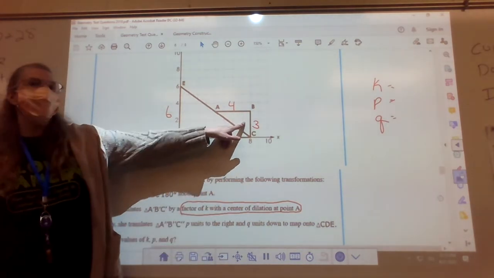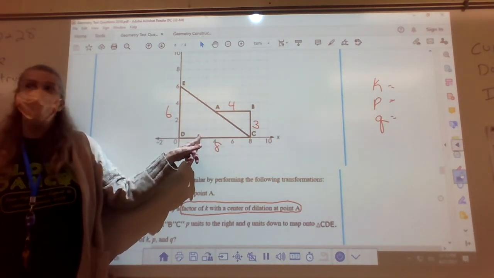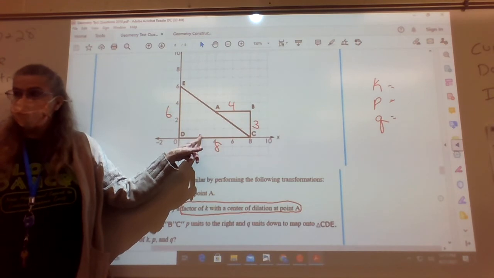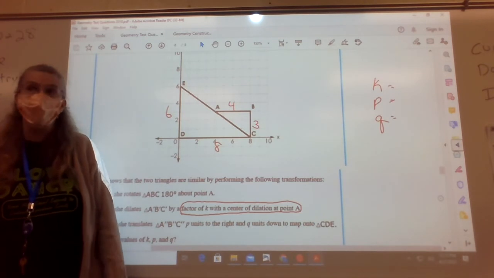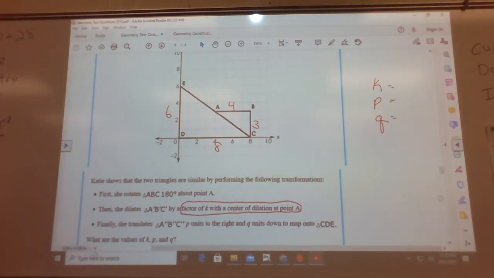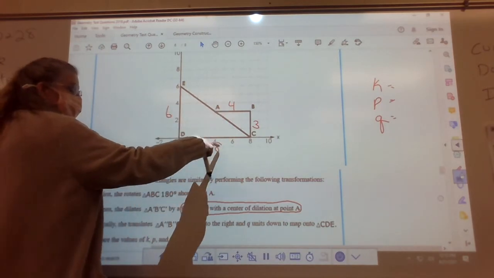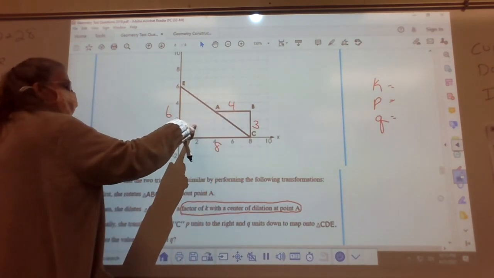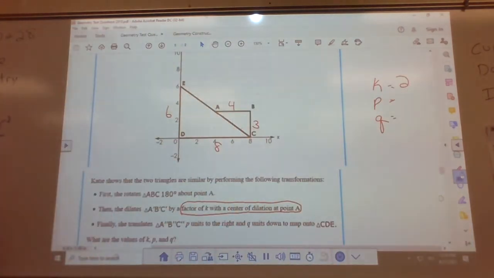So how much did they grow the small triangle to get to the big triangle? What was my dilation factor? How much did it grow by? What did it get multiplied by? Because remember, dilation is always a multiplied type of something. So what did they multiply by to get to the big triangle? It was 3. It went to 6. It was 4. It went to 8. So this triangle to this triangle is a dilation factor of 2. So it's a 2. Without worrying about anything else on here, I can figure out the 2.